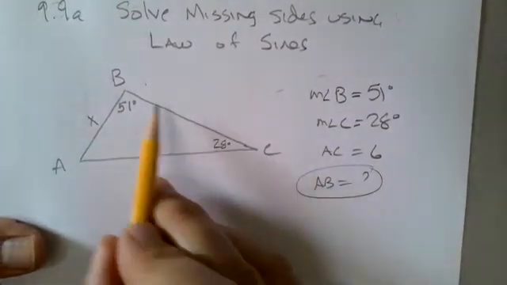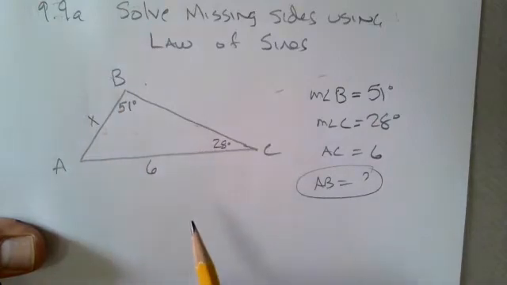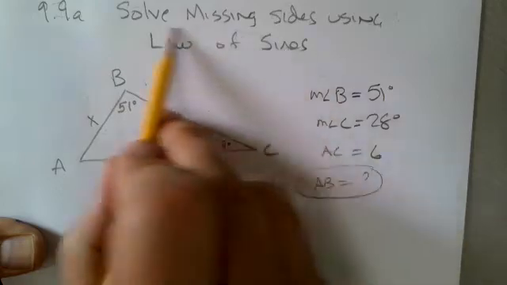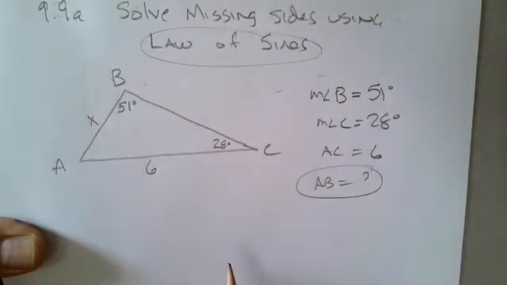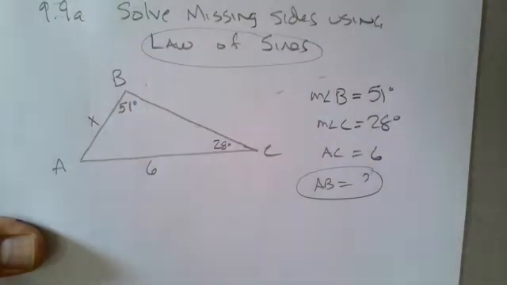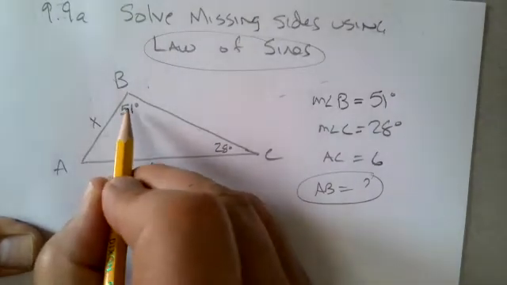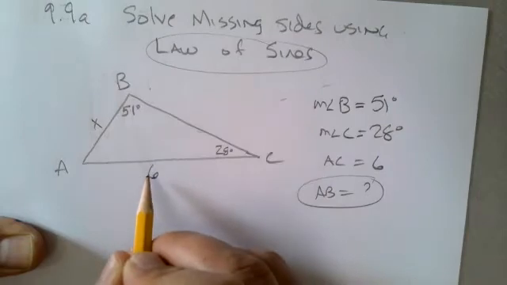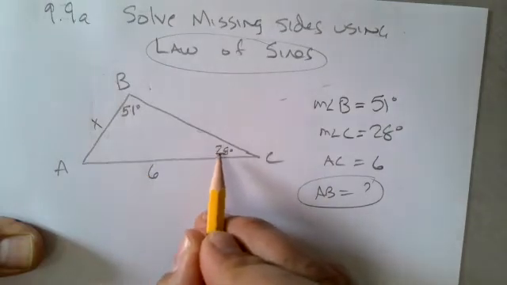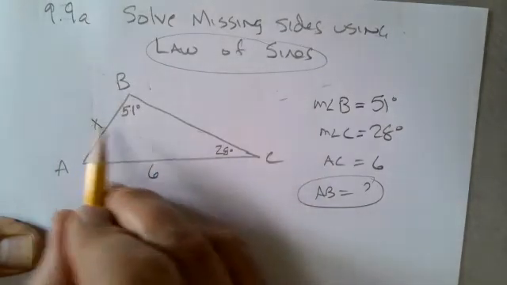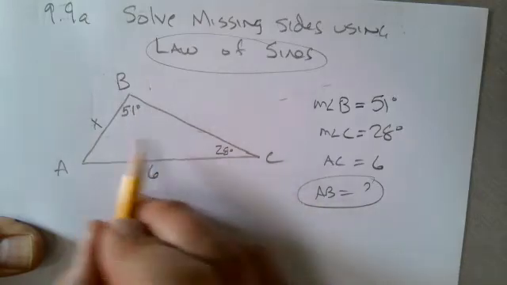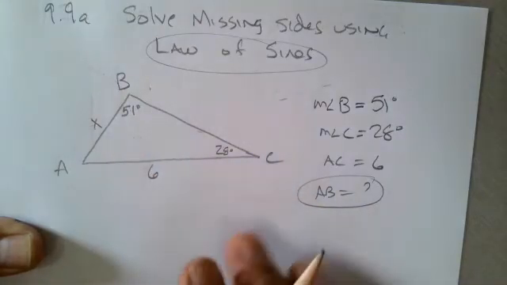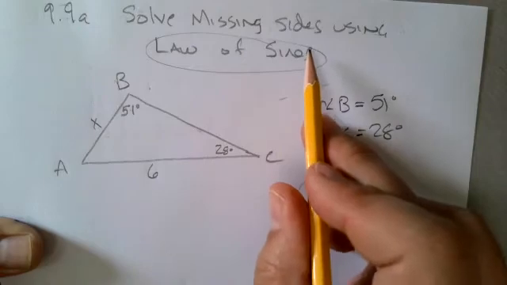In order to solve a triangle that does not have a right angle, we can't use SOHCAHTOA. Instead, we use something called the law of sines. What the law of sines says is that there is a relationship between the angle and the side opposite it. But it's not a linear relationship or a one-to-one relationship. Instead, it's related through sine.